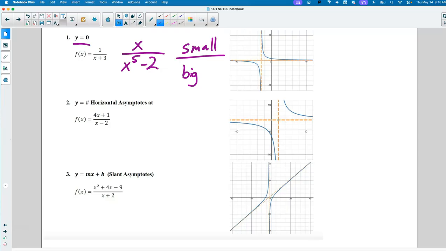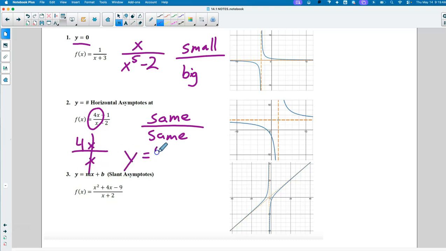Now the next one. What degree is the top? 1. What degree is the bottom? 1. So we have the same. So the degree is the same on the bottom and the top. Now, all you do in this case is you take those two numbers right there. So the 4x and the x. And I divide them. That's gone. So my asymptote is y equals 4. Some of you might be looking at that and you're like, that's actually not that bad. Oh, just wait.